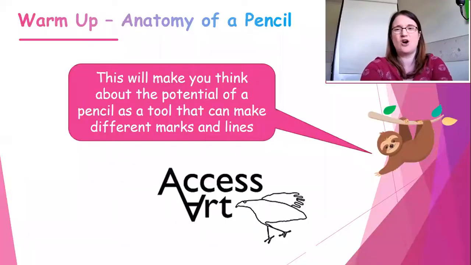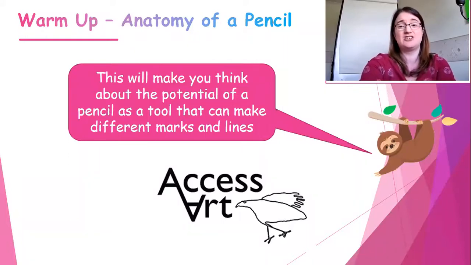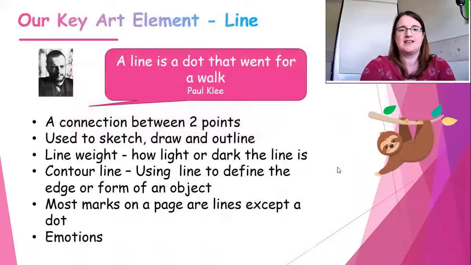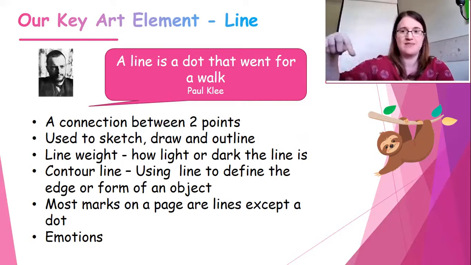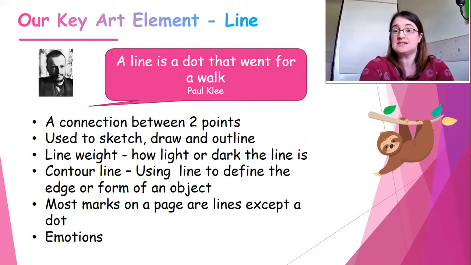So lines are really important. They're one of the most basic things, and you find lines in virtually every kind of piece of artwork. This is a very famous artist called Paul Klee, and he said, a line is a dot that went for a walk. So a line is a connection between 2 points. So it's got a starting point and it's got an ending point. And the journey between that start and ending point doesn't matter.